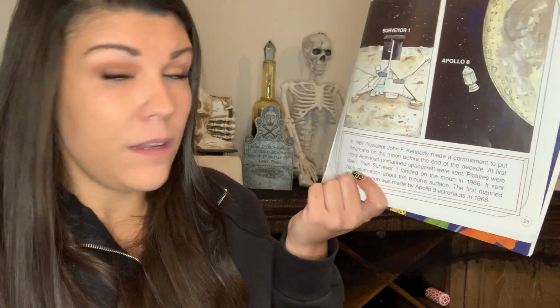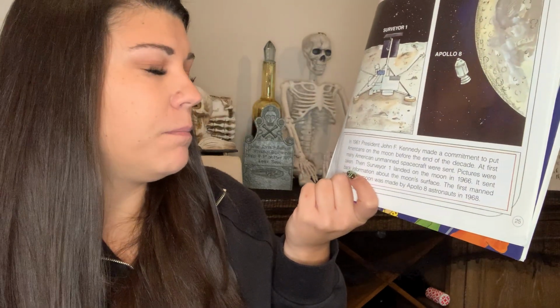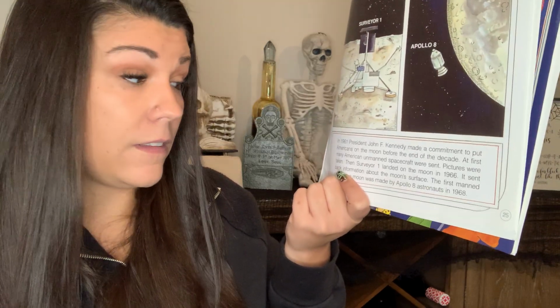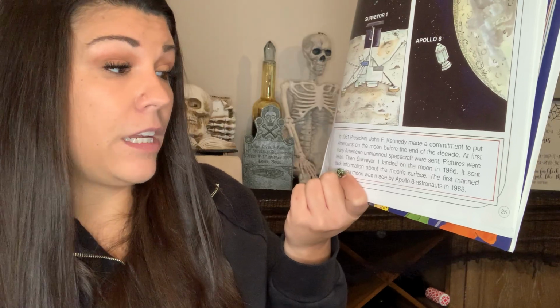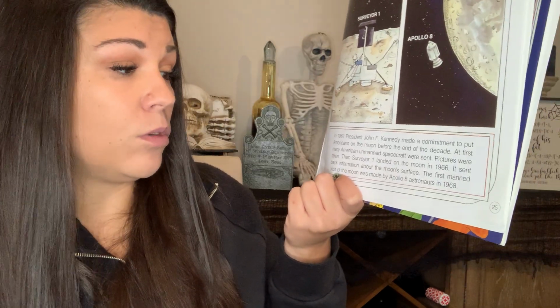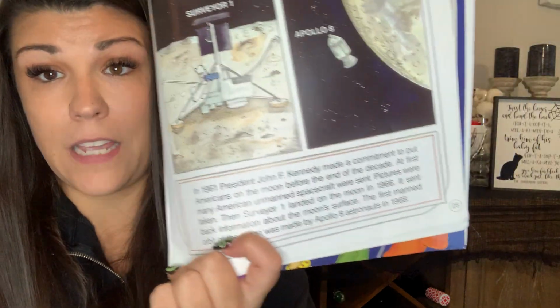In 1961, President John F. Kennedy made a commitment to put Americans on the moon before the end of the decade. At first, many American unmanned spacecrafts were sent. Pictures were taken. The Surveyor 1 landed on the moon in 1966. It sent back information about the moon's surface. The first manned orbit of the moon was made by Apollo 8 astronauts in 1968.